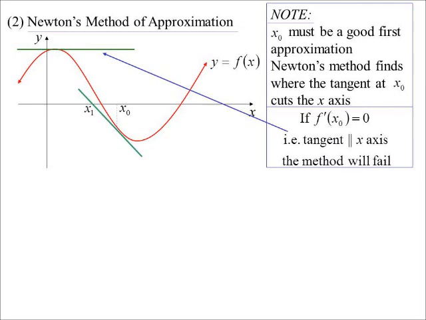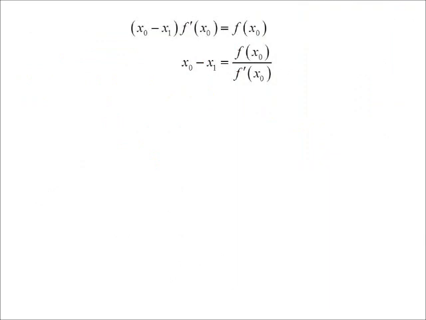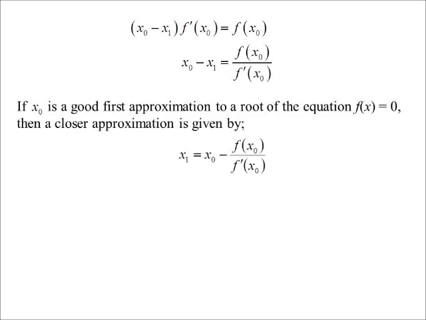So here's how we do it. Don't worry, you don't have to do this each time. We'll eventually come up with a formula. Well, okay, the slope of that tangent would be f of x0 minus 0 over x0 minus x1. So slope formula. Now, if I rearrange this formula, a little bit of manipulation there, I end up with x0 minus x1 is f(x0) over f dash(x0). So in other words, I now can write a formula for x1. So x1 would be x0 minus f(x0) over the derivative at x0.